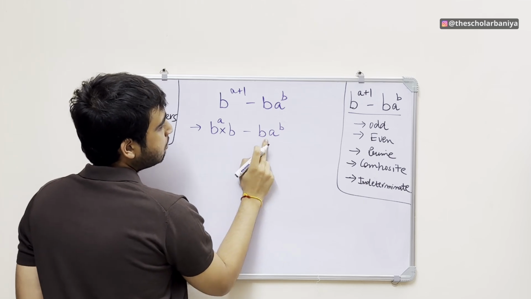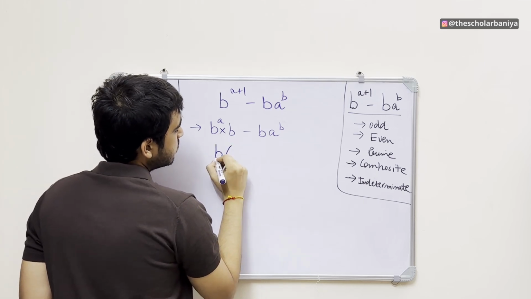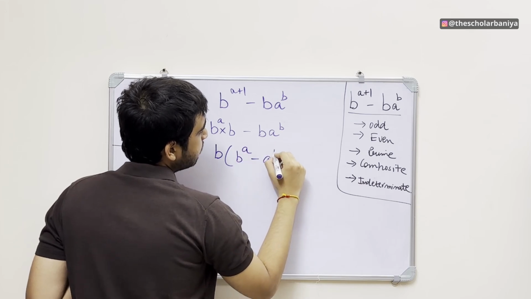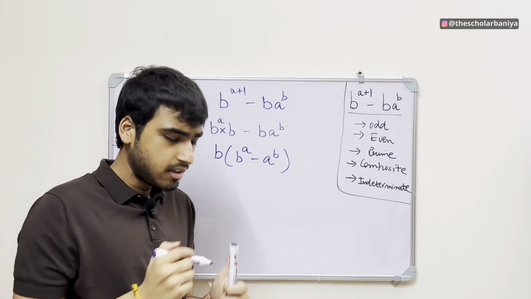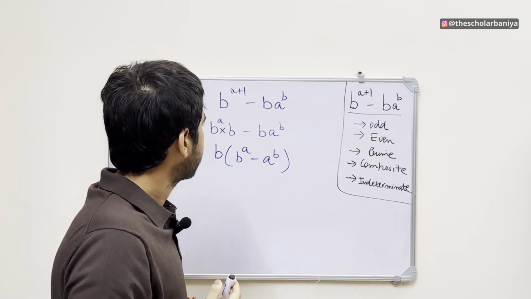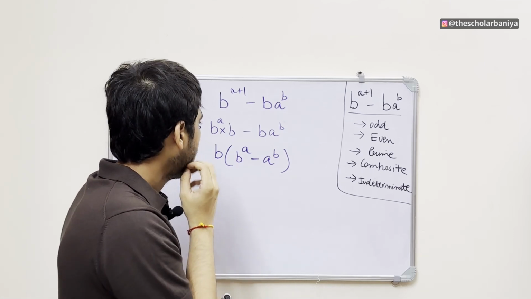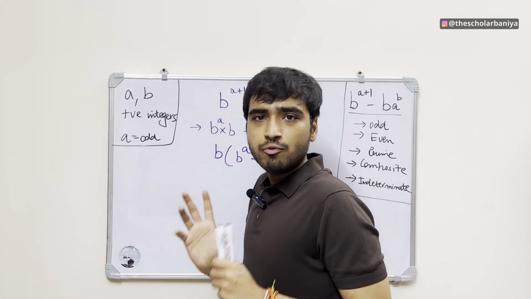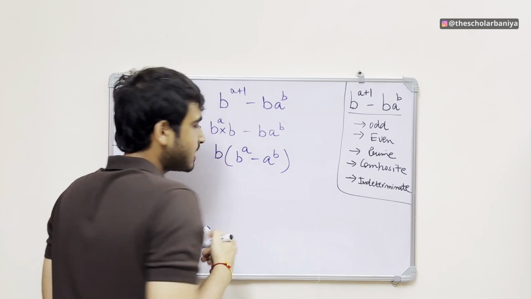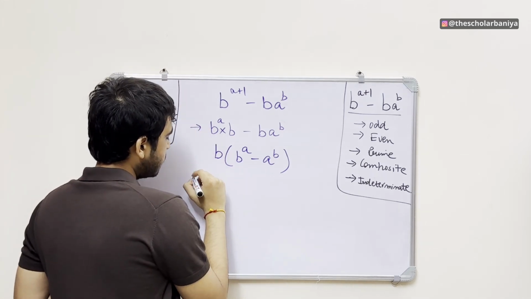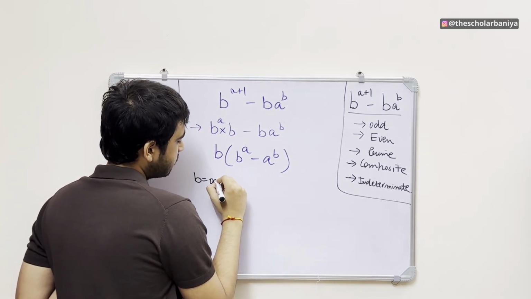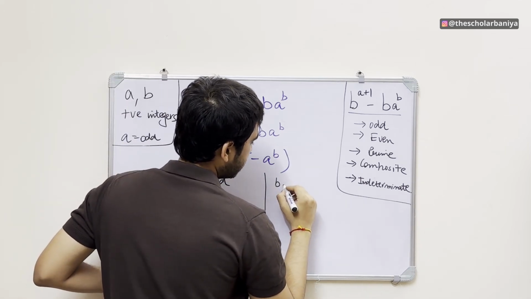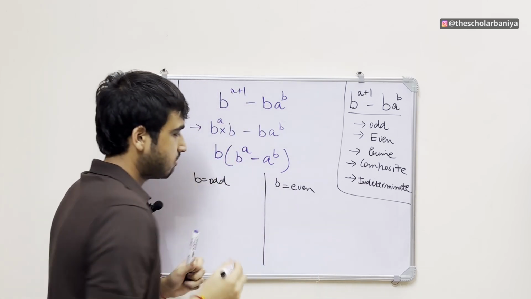Now what we do is that we take b common. So what we get is b into b to the power a minus a to the power b, right? I hope this should be clear. There should be no confusion in this, right? Okay, so now we know that a is odd, but we don't know anything about b, right? So let's take two cases: for instance, b is equal to odd, right? And we'll take another case that b is equal to even, right?